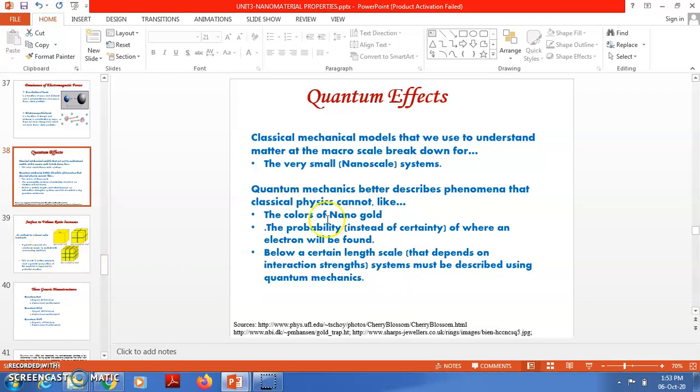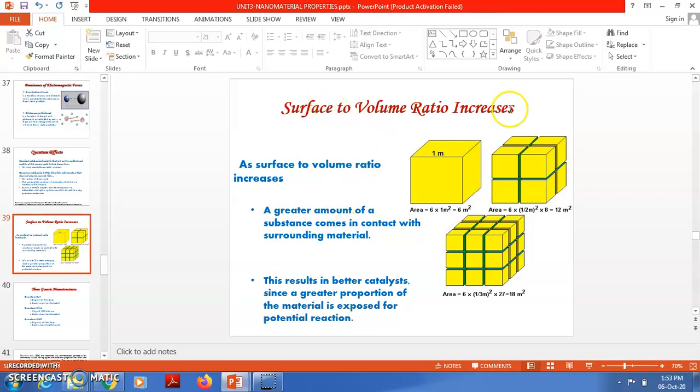Next, here you can see how the surface to volume ratio is increasing. For a 1 meter cube, the area is 6 into 1, which is 6 square meters, then here the area is 12, and here the area is 18. A greater amount of substance comes into contact with the surrounding material. This results in a better catalyst, since a greater proportion of the material is exposed for potential reaction.